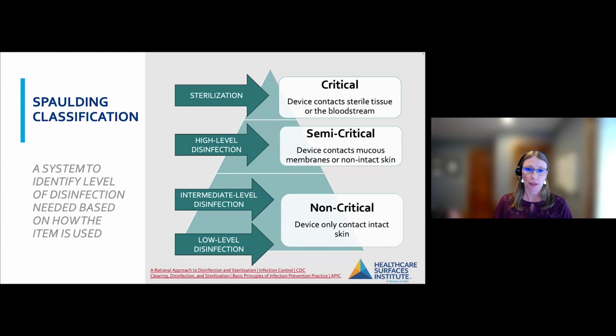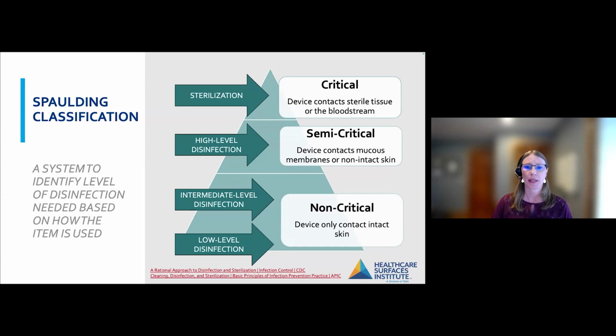If you look on the right-hand side, you have the type of item, how it's used. Starting at the top, you have a critical item. This is an item that is used in sterile tissue or the bloodstream, and a common example is our surgical instrumentation. So it needs the highest level of disinfection to make sure it's going to be safe for the next patient. What's required for a critical item is sterilization. Sterilization kills everything on that item and renders it safe for the next patient.